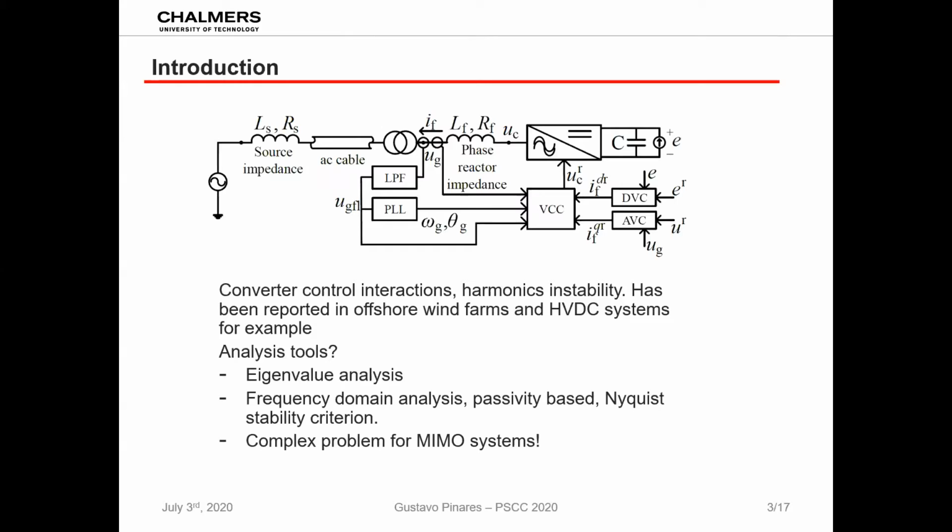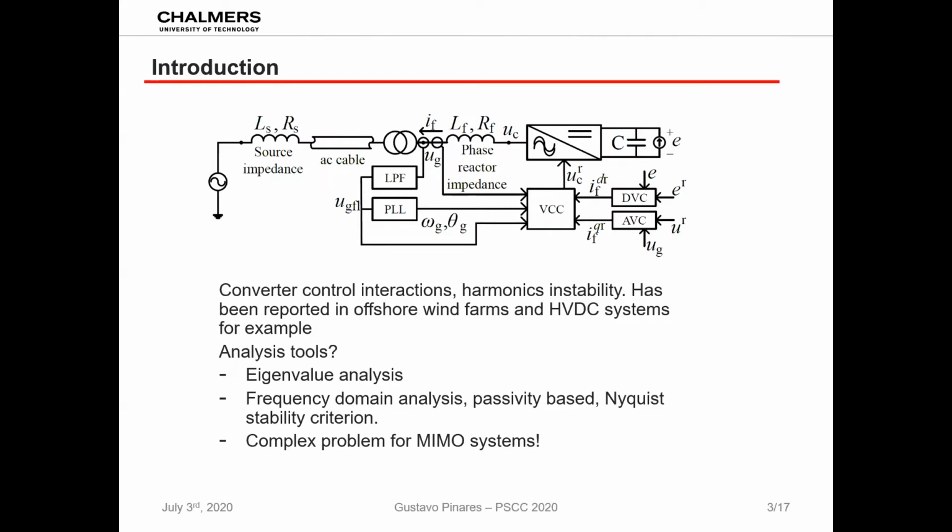We have eigenvalue analysis, but the disadvantage is that we need details of every component of the system, which can be a limitation if you want to model the converter, due to intellectual property issues. Then we have frequency domain analysis, where you can, for example, get the characteristics of the converter by a frequency sweep if you have a black box model. In that case, it's very helpful. You can then utilize passivity-based analysis and the Nyquist stability criterion.